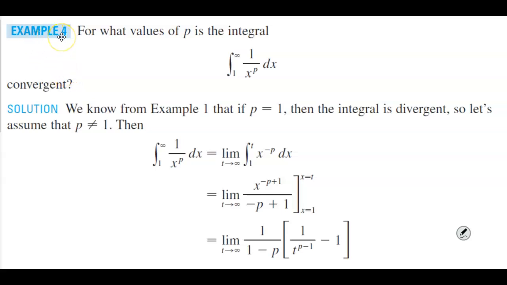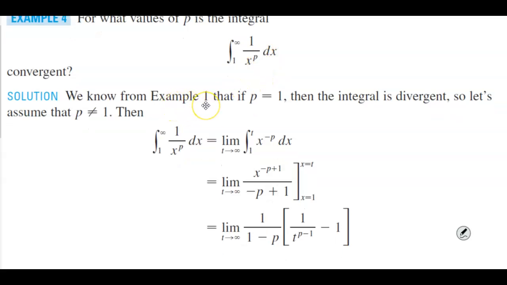For example number 4, we want to determine for what values of p is the integral convergent. If you notice, p is the exponent in the denominator. So the integral has a lower limit of 1, an upper limit of infinity, of 1 over x^p dx. Now what we know from example 1 is that if p was equal to 1, then the integral would be divergent. So let's assume that p does not equal 1.